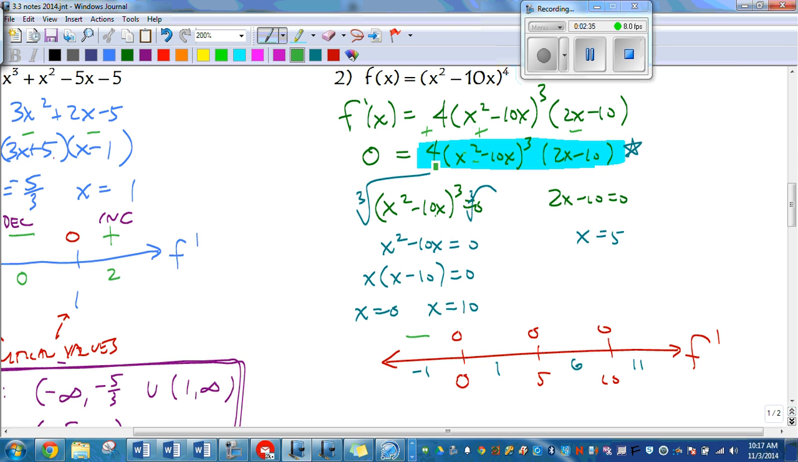If we put 1 in, this is still positive. This part becomes negative, and this one is still negative as well. So positive times a negative is going to give us a positive value. If we put 6 in, 6 squared minus 10 times 6 is still going to be negative. Here, we're going to get a positive, though, so this is going to be negative. And last one, 11. If we do 11 squared minus 10 times 11, that's going to be positive. 2 times 11 minus 10 is positive, so we get a positive derivative there.